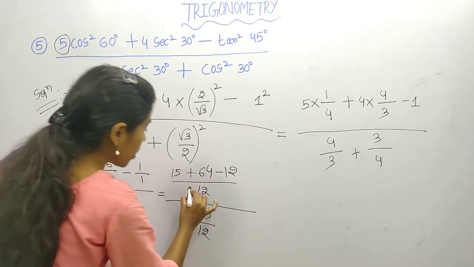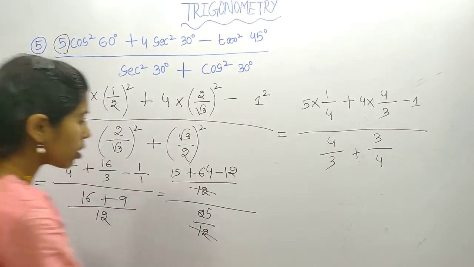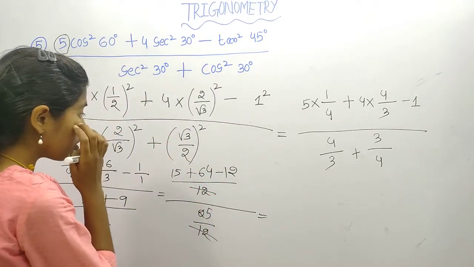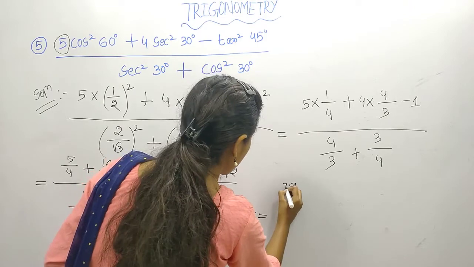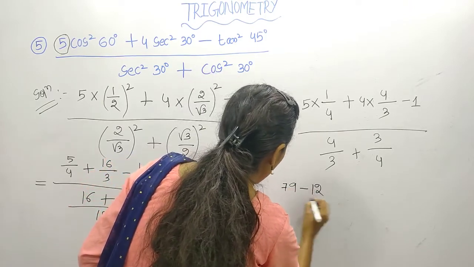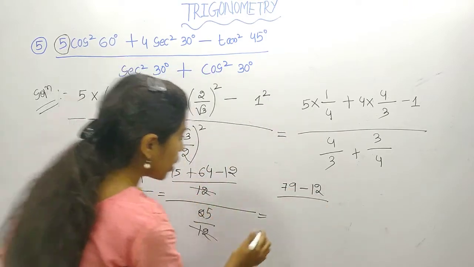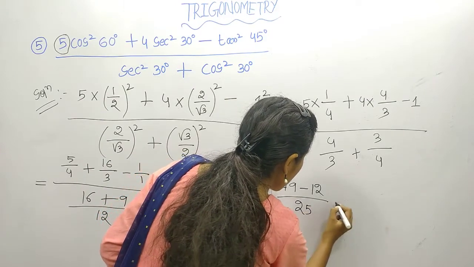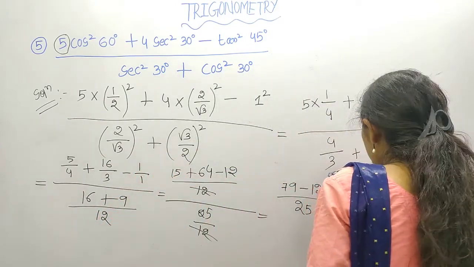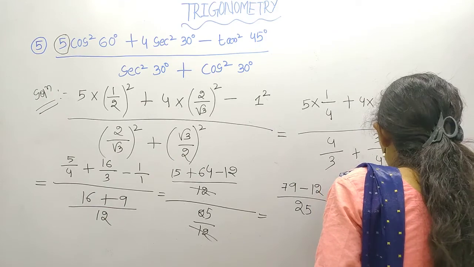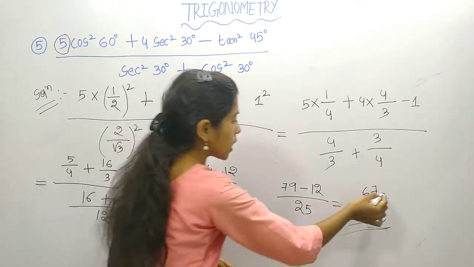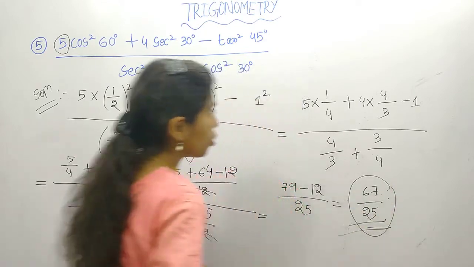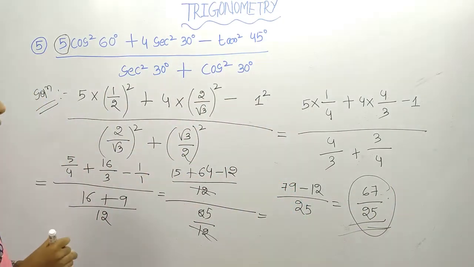Okay. So here 12 and 12 will cancel each other. Here we will find. So 15 plus 64 is 5 plus 4, 9, 6 plus 1, 7, 79 minus 12 divided by 25. So it will become 9 minus 2, 7, 6, 67 divided by 25. So our solution is 67 divided by 25. So like this we can find. Let's move to next question.